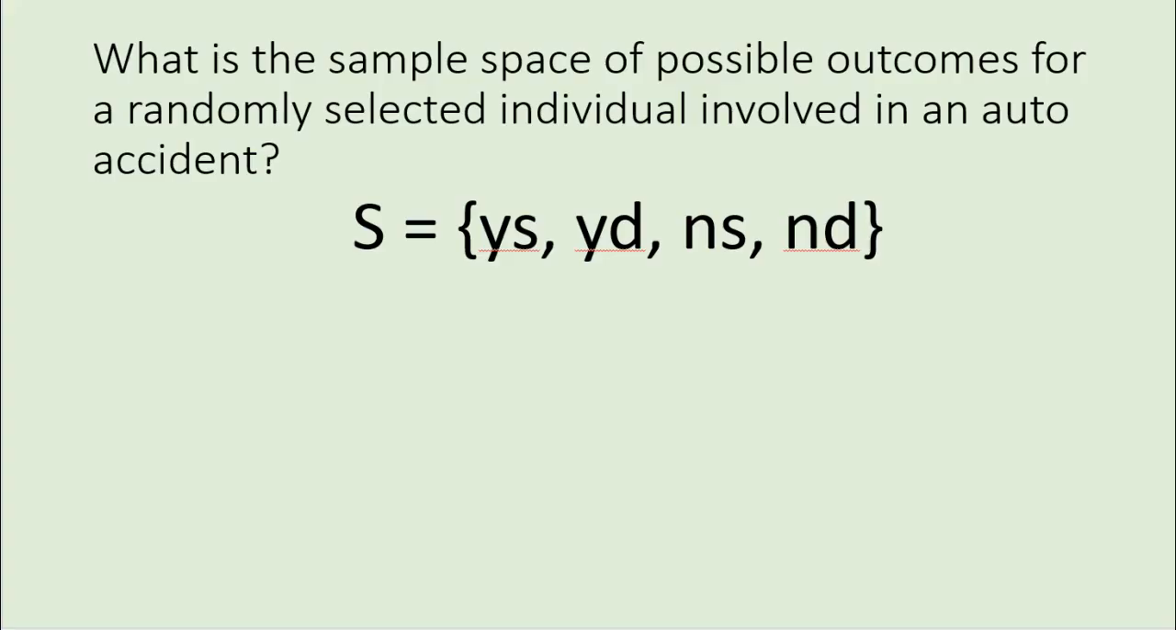First, we're going to look at the sample space. So notice here we have a representation of the possible outcomes for a randomly selected individual in the auto accident. Here, we have yes, they wore a seatbelt, and S for they survived, wore a seatbelt and died, no seatbelt survived, no seatbelt and died.